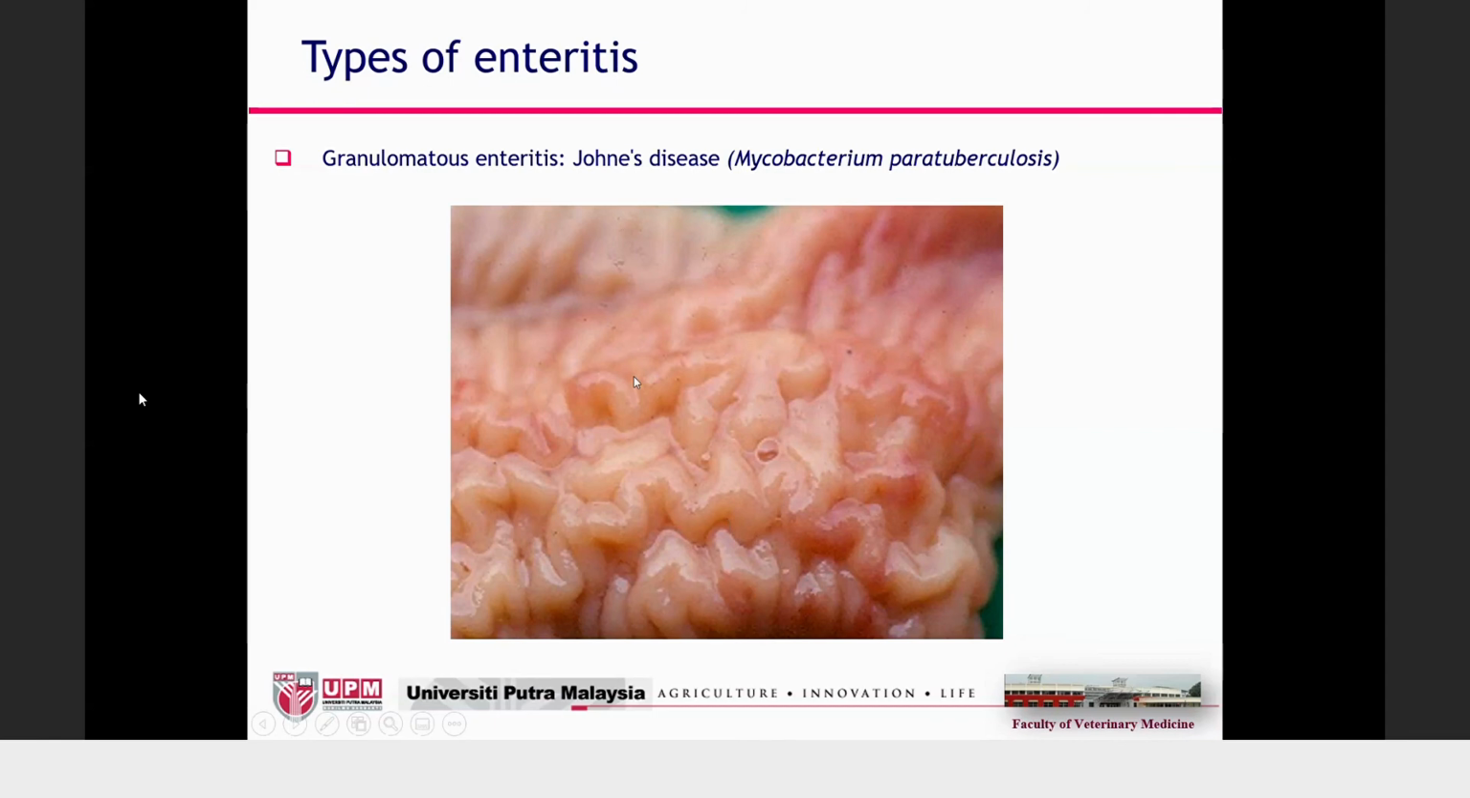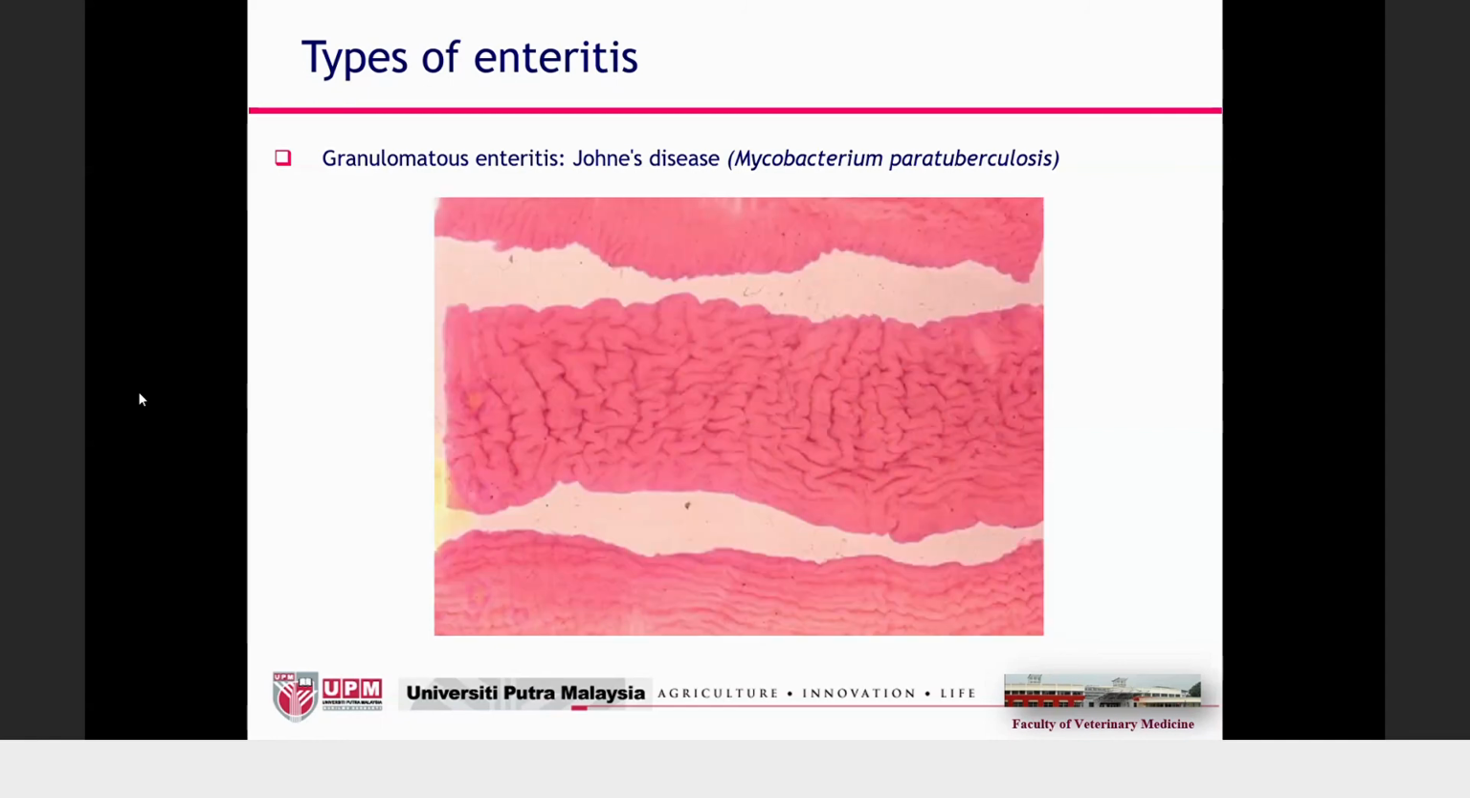Okay, in cases of tuberculosis, but this is Mycobacterium paratuberculosis. And this is how we can see, this is not from me, this is something we got from somewhere else. You can see the transverse folding of the intestinal tract. Okay.